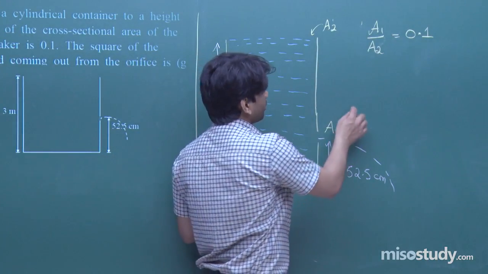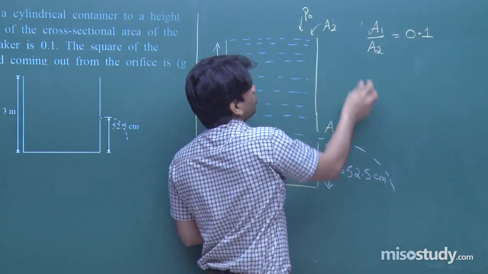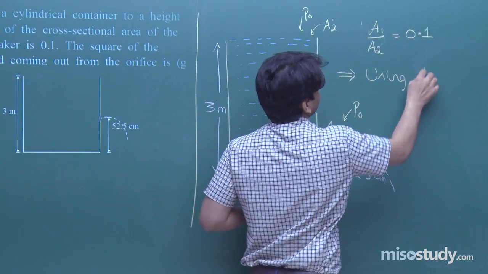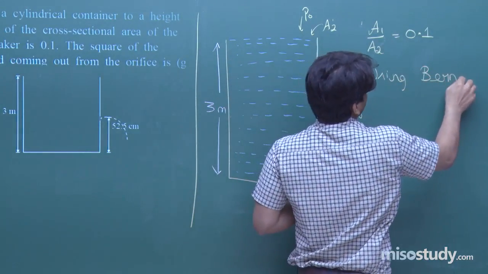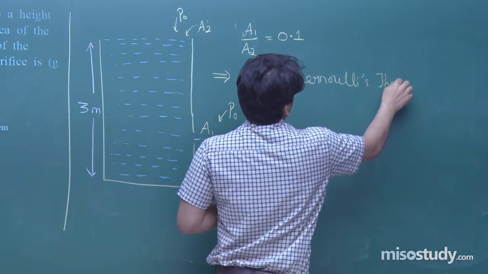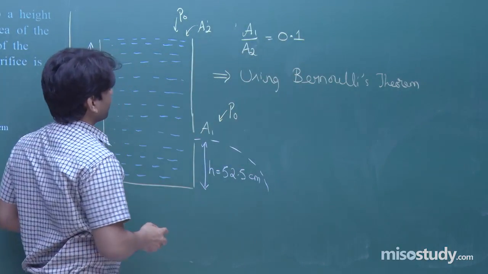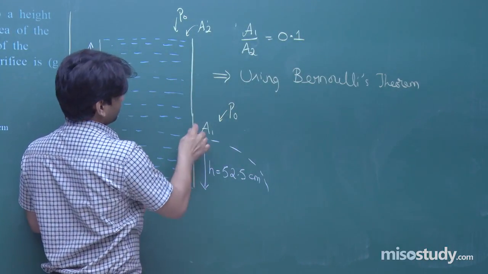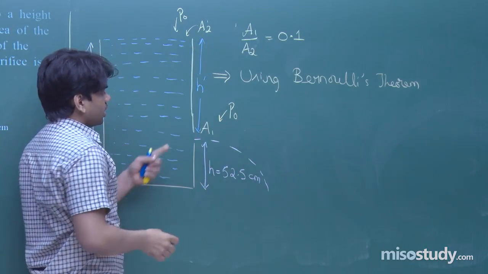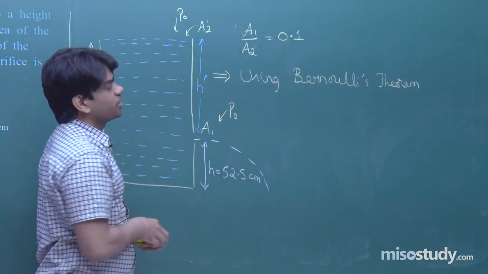We can say that if the atmospheric pressure is P naught here, it will be P naught at this end also. So, equating pressure or using Bernoulli's theorem at the 2 points, let us say this is h we have taken, and let us say that the height from this portion, the orifice, to this top is h dash, that is what we have mentioned here.